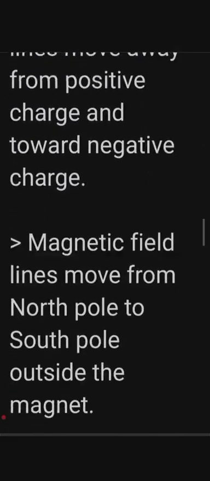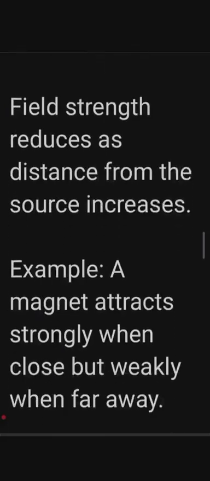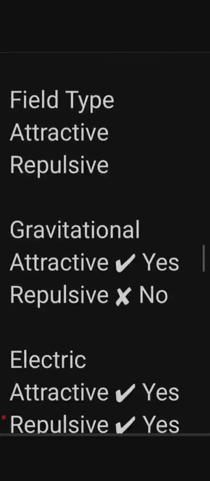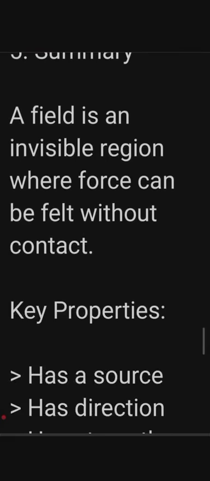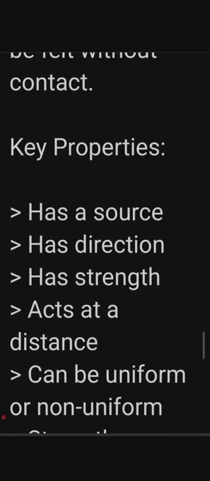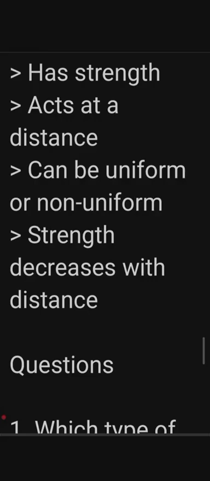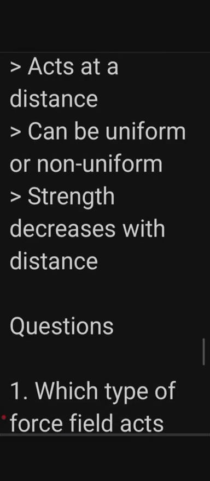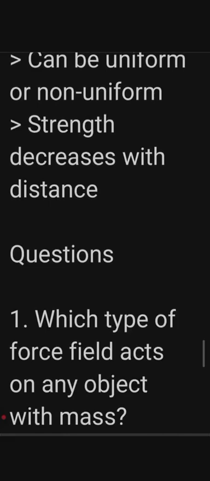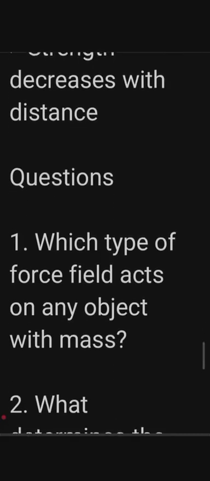So the properties of the fields are: one, fields act without contact. Fields have direction. Fields decrease with distance. Fields can be attractive or repulsive. Fields occupy space. Fields can be uniform or non-uniform. Summary of fields. A field is an invisible region where force can be felt without contact. Key properties of field. A field has a source. A field has direction. A field has strength. A field acts at a distance. A field can be uniform or non-uniform. The strength of a field decreases with distance.